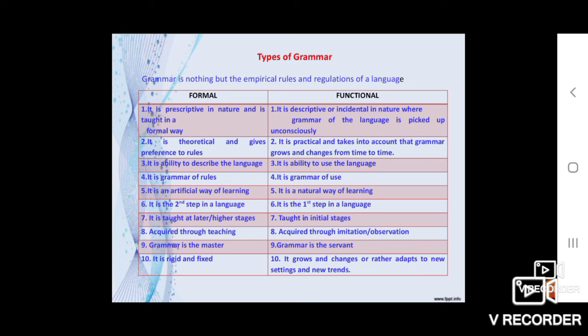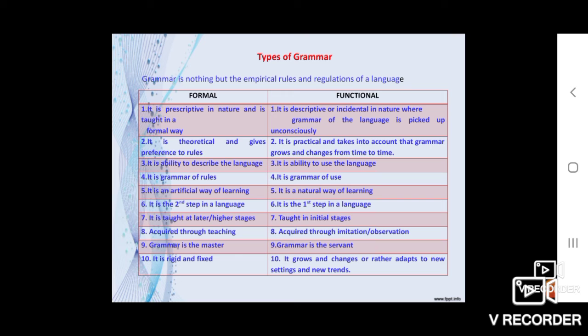Sometimes when we are there, suppose we don't have knowledge of a foreign language, but if we are living with the people who speak that language, we can easily understand it by practice, by consistency, or by imitating. Likewise, functional grammar is a natural way of learning. Sixth point: formal grammar is the second step in language, and functional grammar is the first step in language.